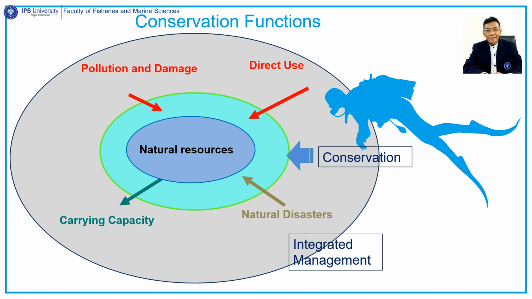Natural resources receive negative treatment on the red arrow line, namely, first is direct utilization, and the second is pollution and damage that can be indirect. These two factors cause natural resources to decline. Another variable that can cause a decrease or damage to natural resources is natural disaster. Although it is not caused by humans, humans can stimulate natural disasters.